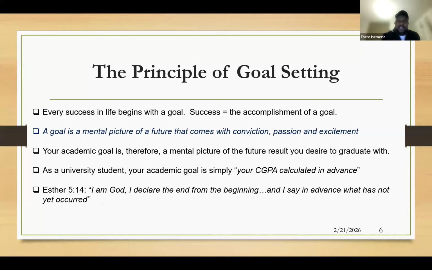Let's move into the first principle in understanding the academic system, which is the principle of goal setting.